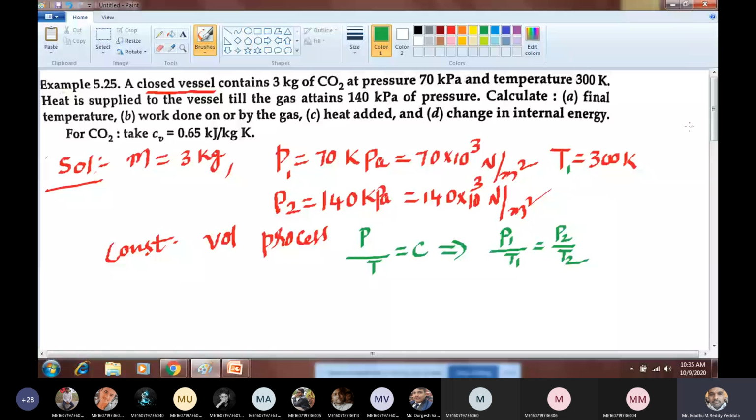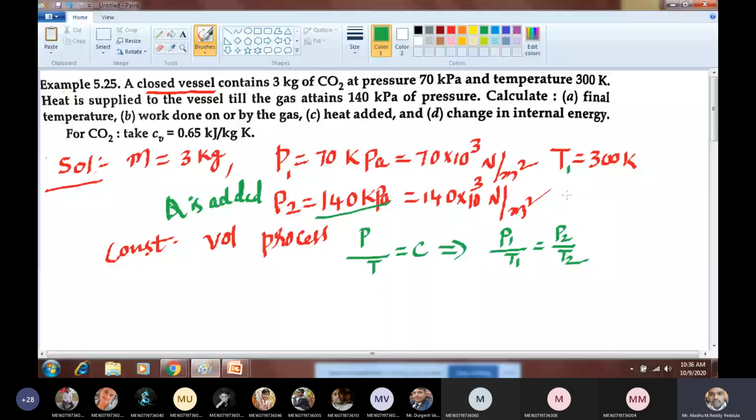Now T is nothing but T1, at temperature T1 of 300 Kelvin at pressure P1. Sir, do we have to change to centigrade? No, Kelvin only. Anyhow, it is a ratio. When Q is added, its pressure is increased. At the same time, temperature is also increased. What he is asking is that temperature.